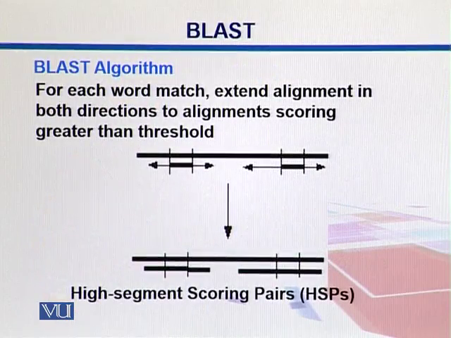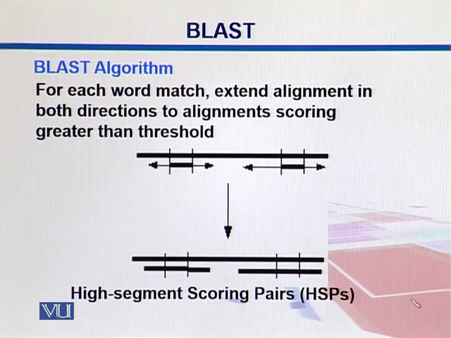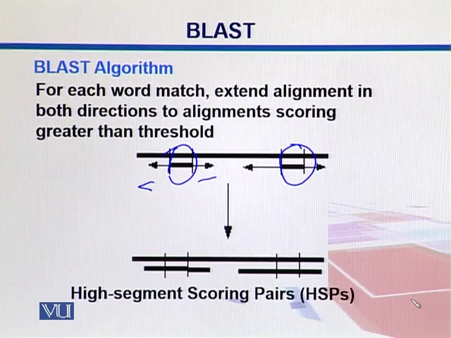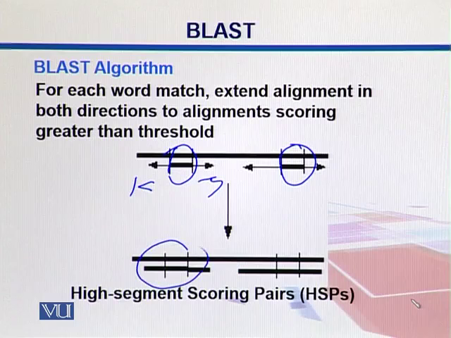So for each word match, the words are matching over here, and these are exact matches, and then after that we start extending these alignments in both directions for both of them, and we then retain those that we now name HSPs, high scoring segment pairs. So this pair, for example, is retained. This pair we can also retain as long as they are above a threshold.